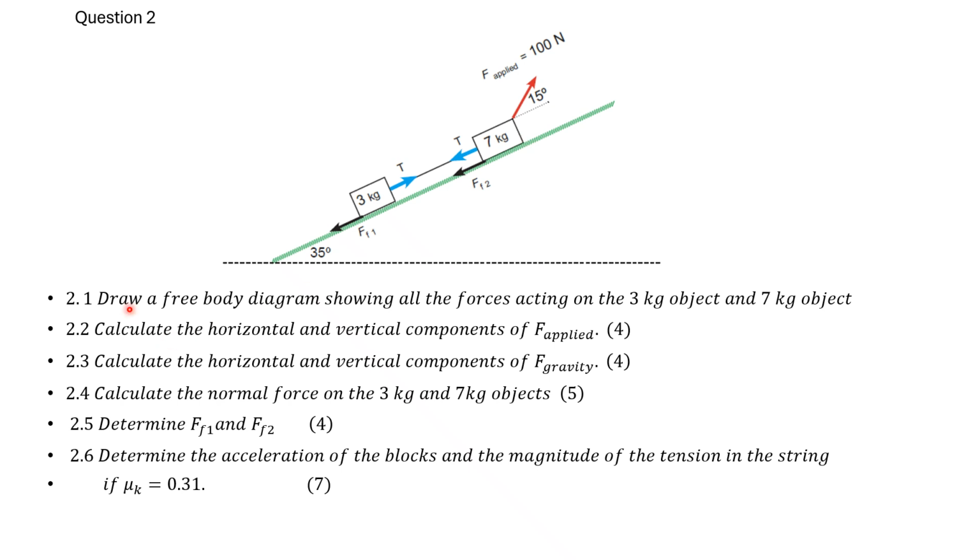Right, so draw a free body diagram showing all forces acting on the 3 kg object and the 7 kg object. Calculate the horizontal and vertical components of that applied force for 4 marks. Calculate the horizontal and vertical components of gravity for both of them, 3 and 7 kg. Calculate the normal force acting on the 3 and 7 kg objects. Determine force of friction 1 and force of friction 2 if mu k equals 0,31. And then 2.6, determine the acceleration of the blocks and the magnitude of tension in the string. Mu k equals 0,31. And yeah, after doing this problem, I actually had to adjust it to 8 marks.